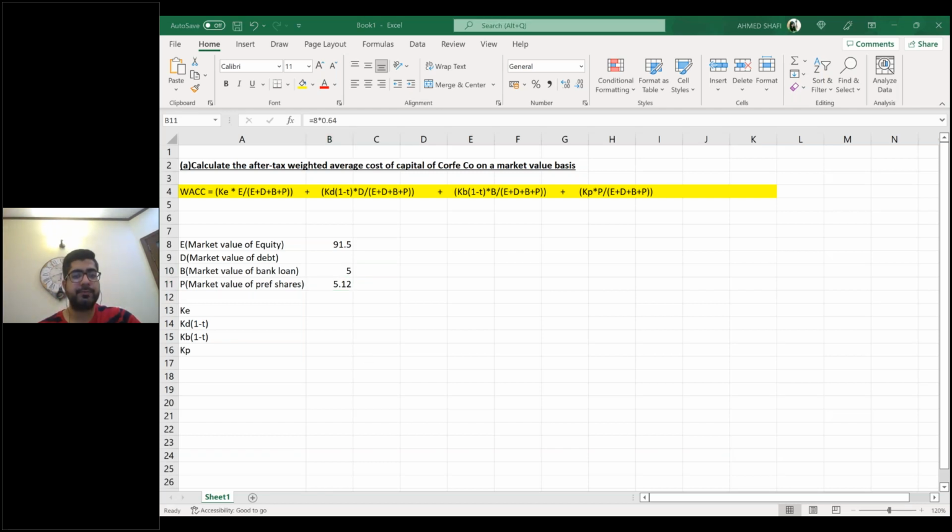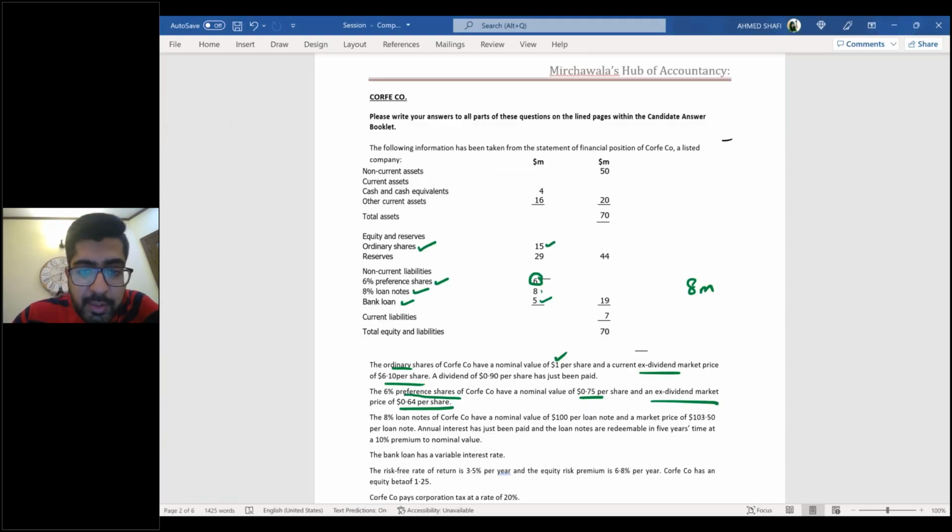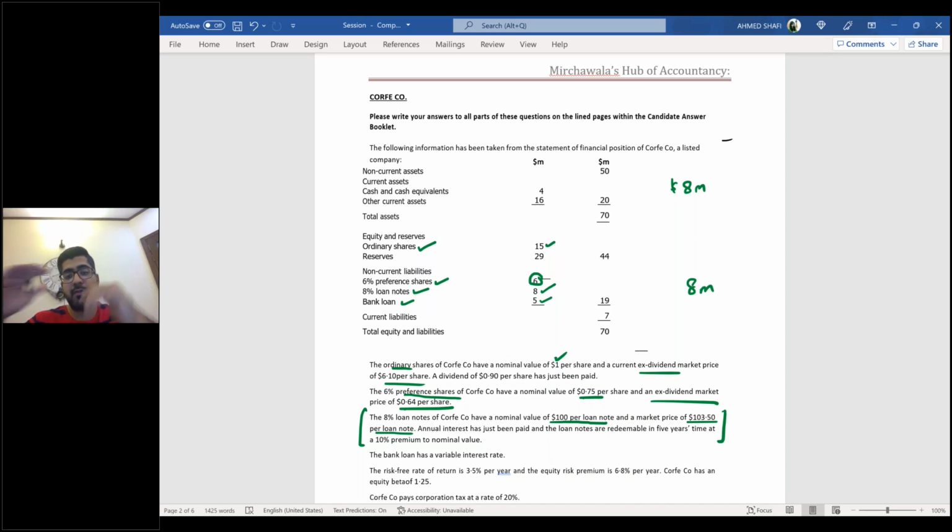And the market value of debt. What is the debt loan note value in the balance sheet? 8 million. So the loan note debenture value in the balance sheet is 8 million. What's written? The 8% loan notes have a nominal value of 100 and a market price of 103.5 per loan note. There are 8 million loan notes. They have a par value of 100, that means an official value of 100. But the market price is 103.5. They are trading at 3.5% more than the par value. So the market price is going to be 8 million, 3.5% extra.